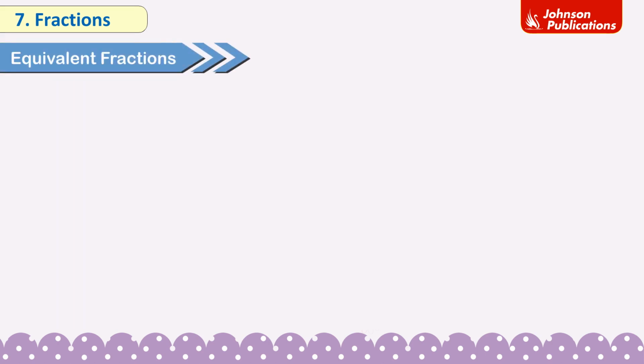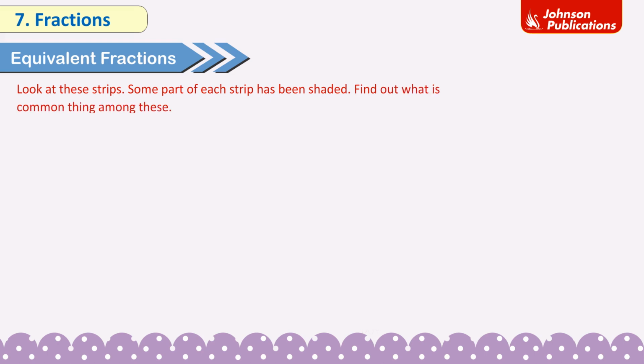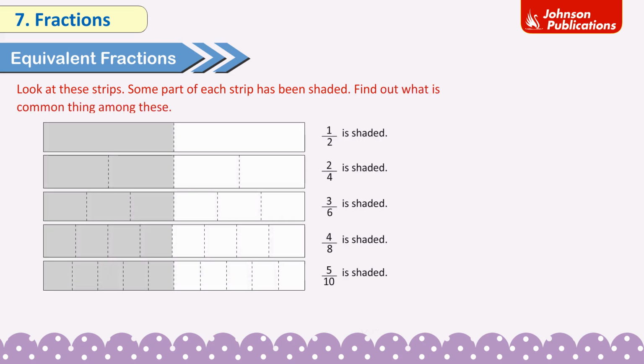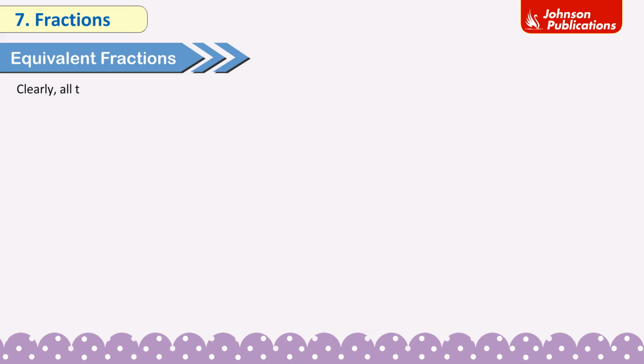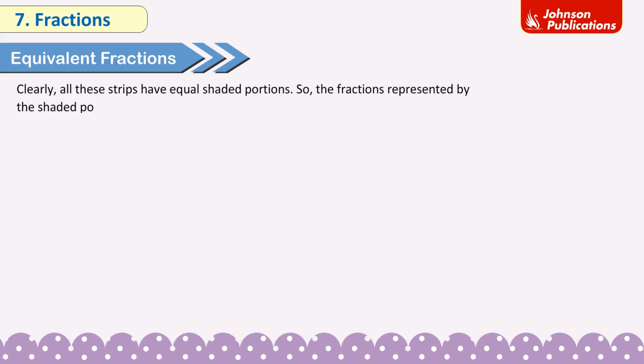Equivalent fractions. Look at these strips. Some part of each strip has been shaded. Find out what is common among these. 1/2 is shaded. 2/4 is shaded. 3/6 is shaded. 4/8 is shaded. 5/10 is shaded. Clearly, all these strips have equal shaded portions. So, the fractions represented by the shaded portions of the above strips are equal.